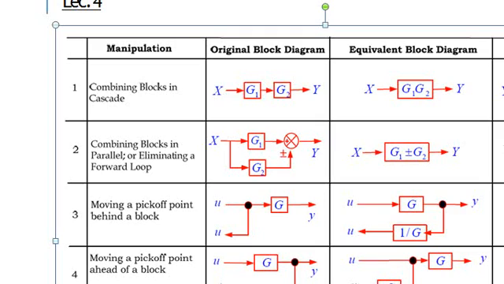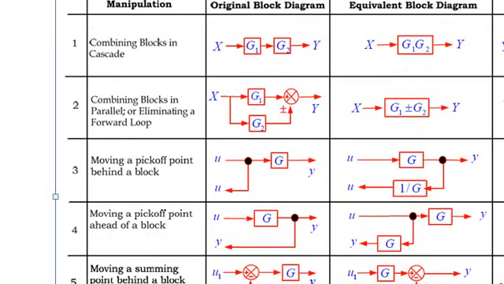Y is equal to G into U. This is also equal to, U is equal to 1 by G with Y. Fourth rule, moving a pickoff point ahead of a block. Here we have a pickoff point after the block. If you want to move this ahead of the block, this is the way. From this we can get Y is equal to GU.